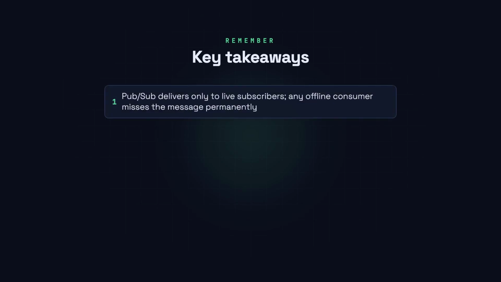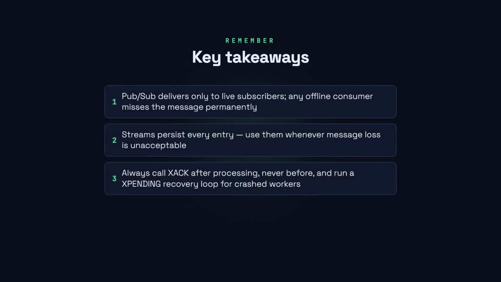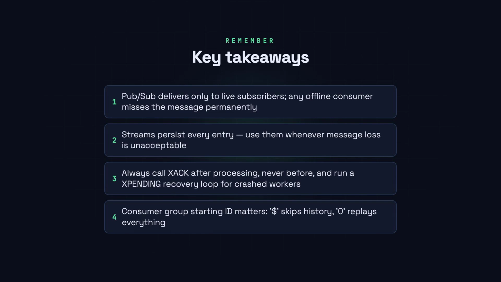Pub/sub is fast and simple but offers zero durability. Streams are your choice for reliable delivery. Persist messages, use consumer groups, always acknowledge after work is done, and recover pending entries from any worker that crashes.